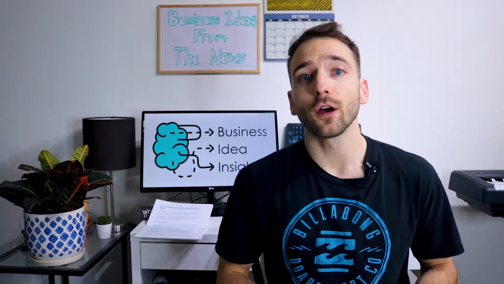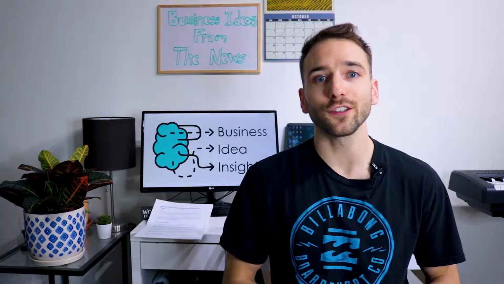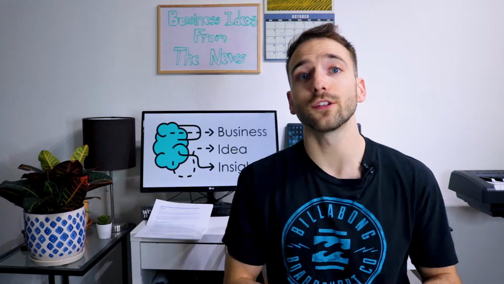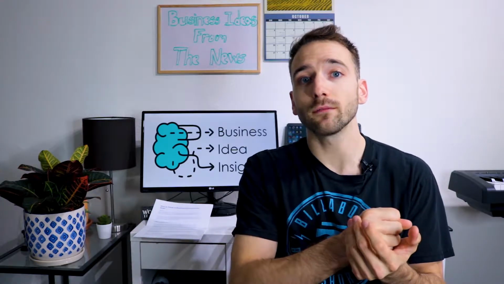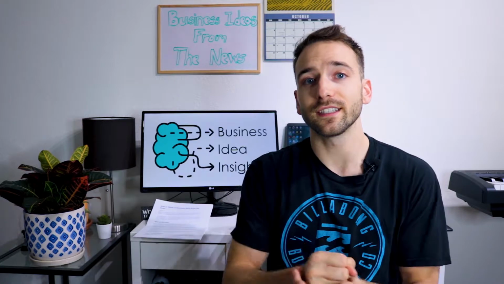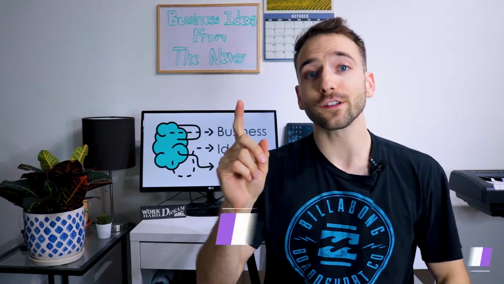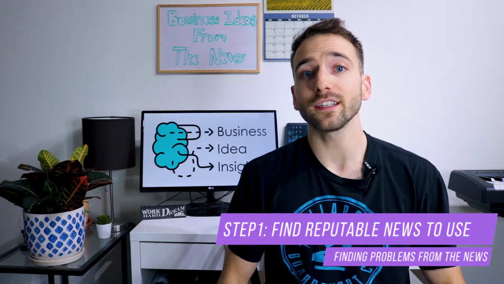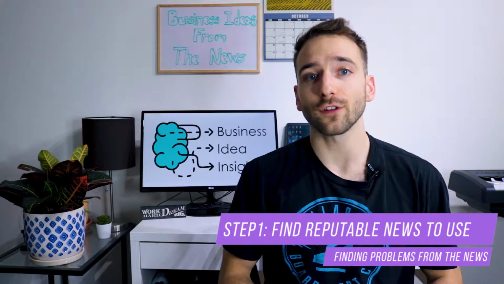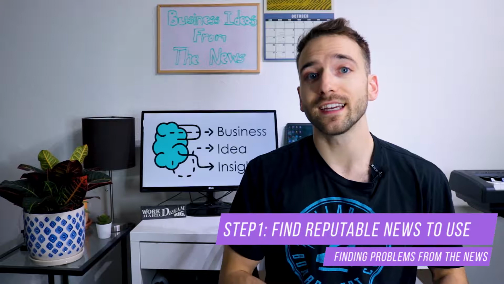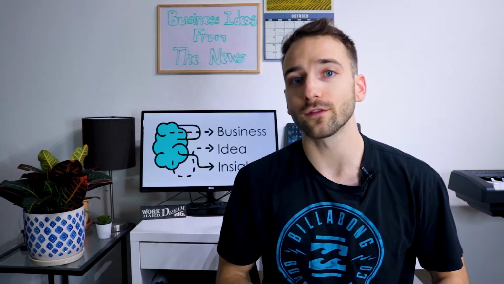So in today's video, we're going to be diving into an exercise that you can do to find problems from the news, and then how you can take that problem, implement the side business idea equation, ultimately to think of a side business idea. So the first step for this exercise is finding reputable news sources that we trust, that we can use to ultimately read and find problems that we can solve.